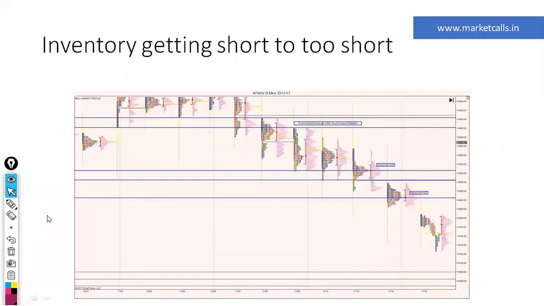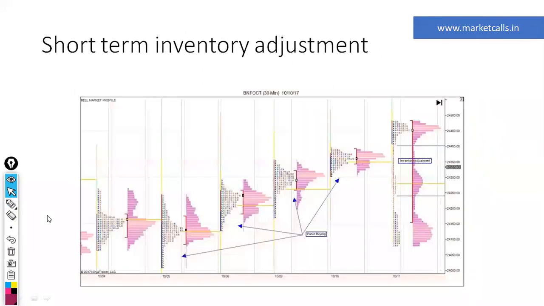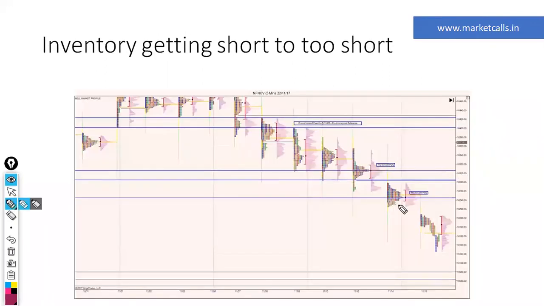I'm not sure whether I have the continuation or not. No, I don't have it, but maybe I'll show you from the charts. This is November 15th, right? Sir, I have a question here. If the inventory is getting short to too short, where can we enter here? To get acceptance of the rally high. Acceptance above the rally high is the first sign that high confidence is developing. Go and fade both the prominent points of control.